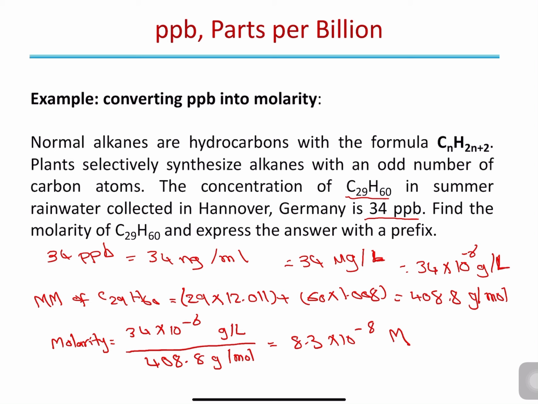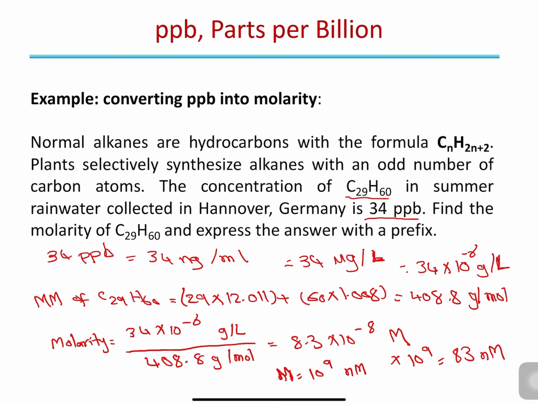Okay, so instead of using 10 to the power minus 8 molar, we can use one of the prefixes, which is nanomolar. And we know that 1 molar equals 10 to the power 9 nanomolar. So if you multiply this by 10 to the power 9, we will end up with 83 nanomolar. Instead of using molar and the 10 to the power minus 8, we can use nanomolar. So the molarity now is 83 nanomolar.